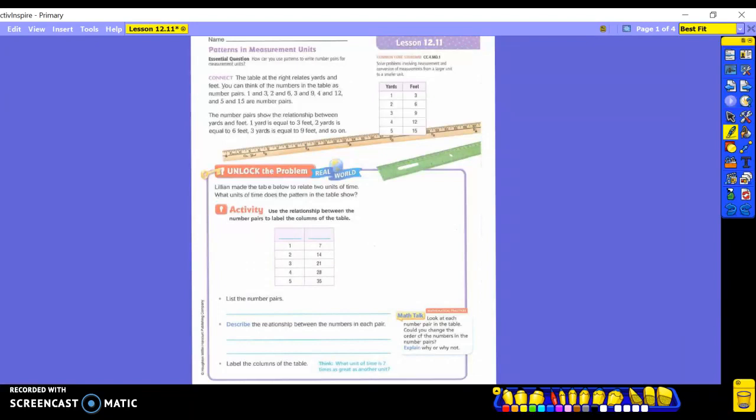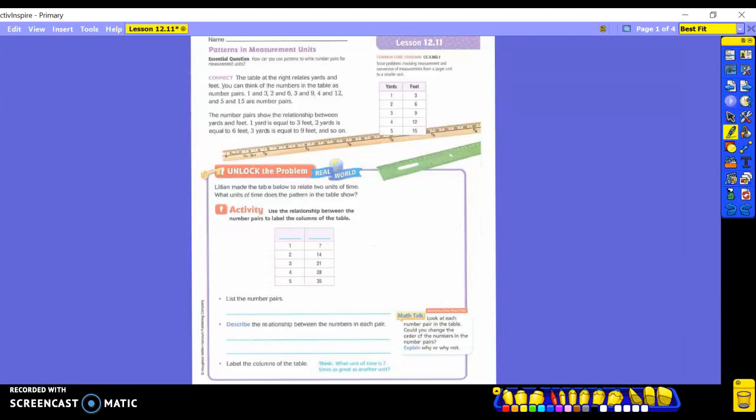So 1 yard is equal to 3 feet, so 2 yards is equal to 6. 3 yards would be equal to 9 feet. We could keep going. Okay? So our first problem today, read with me.